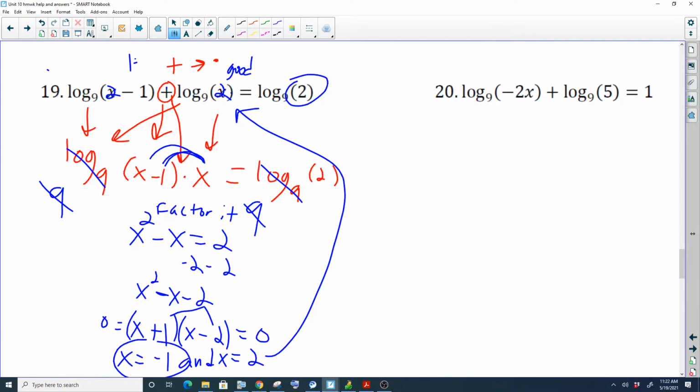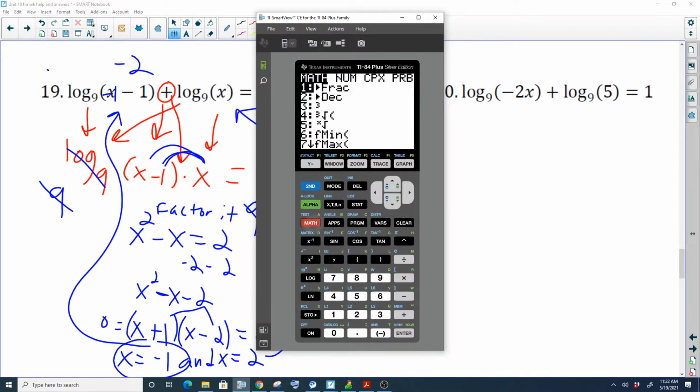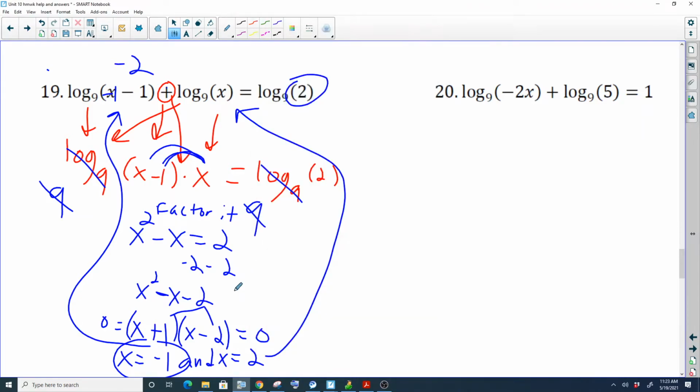But I'm a little concerned about that negative. I mean, the negative 1, you know, it could work. Sometimes it does, like we proved in the previous one. But in this one, when you plug a negative 1 in, negative 1 minus 1 is a negative 2. Do you remember? You can't do log of a negative number. Error in your calculator, non-real answer. So that means that this actually doesn't work. No solution. No, there's a solution. It's just 2 only. So x equals 2 is the only solution.